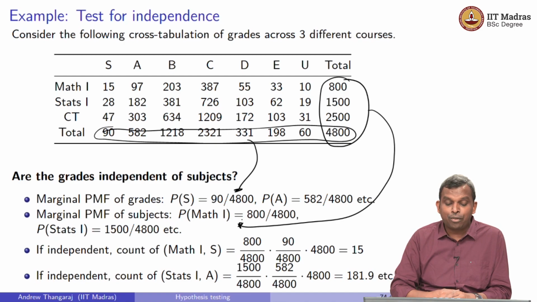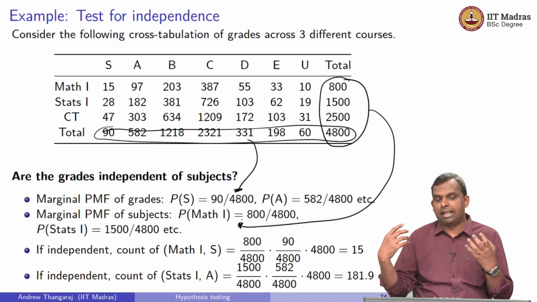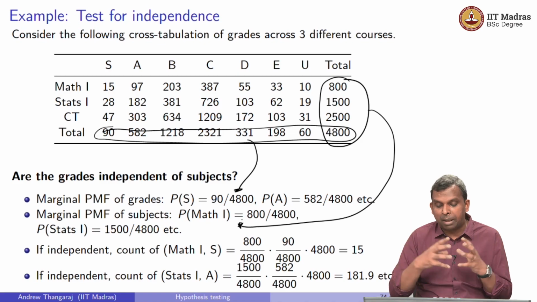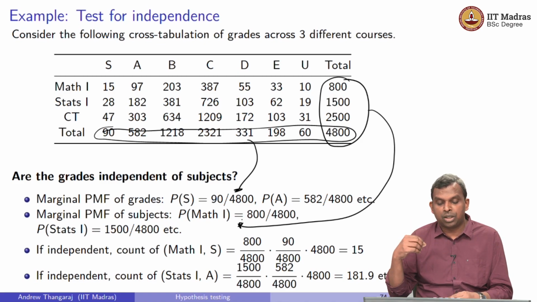Okay, so if it were to be independent, if the grades were independent, what should be the count of Math 1 comma S? How many people are expected to get Math 1 comma S? The probability there I have to multiply, right? So I can take 800 by 4,800 multiplied by 90 by 4,800, right? So this is the probability.